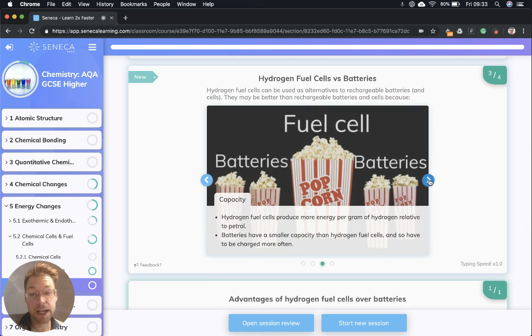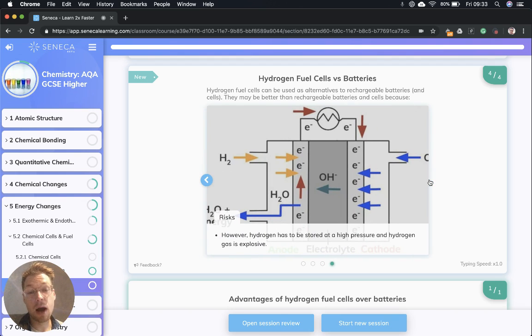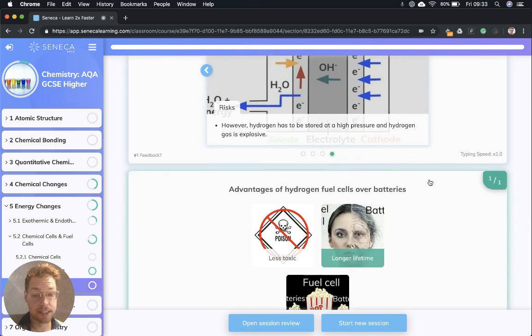Also, they have a much bigger capacity. Fuel cells produce more energy per gram of hydrogen relative to petrol. So batteries have a smaller capacity. However, one of the only downsides really is hydrogen has to be stored at high pressure, and hydrogen gas is explosive, so it can be a bit dangerous.